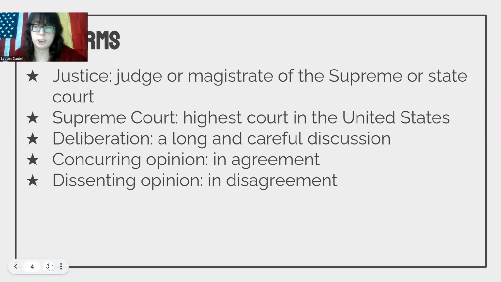So let's look at some key terms. What is a justice? A justice is a judge or magistrate of the Supreme or state court. Supreme Court is the highest court in the United States. Deliberation is a long, careful discussion. Concurring opinion means in agreement of the majority opinion, and dissenting opinion means in disagreement of the majority opinion. And both concurring opinion and dissenting opinion are in the court system.